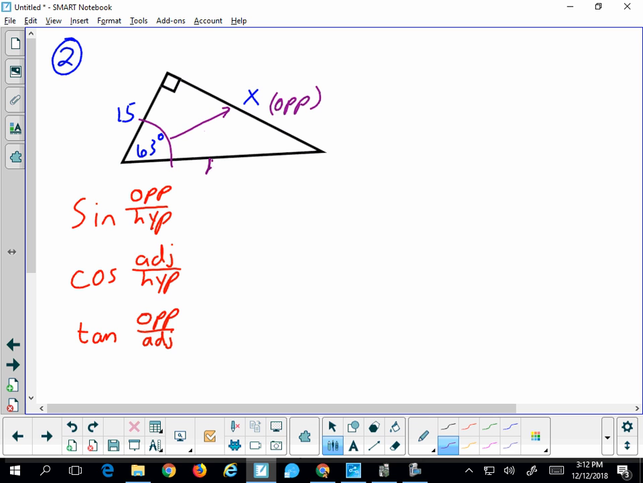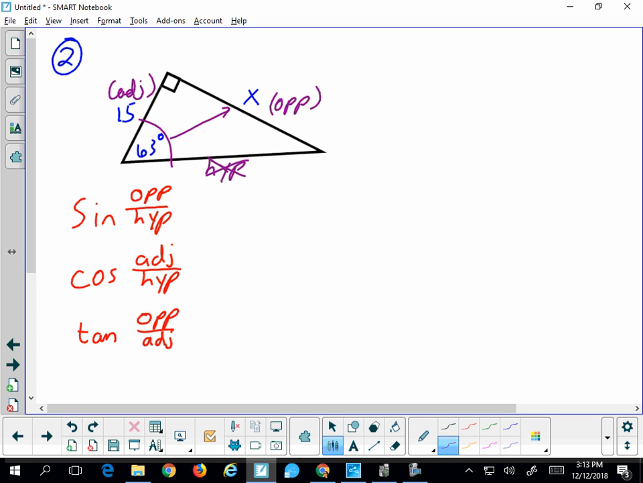This is my hypotenuse. There's nothing identifying about my hypotenuse. There's no variable here, there's no number here. So in this problem, my hypotenuse doesn't come into play. That means that this other side over here that I'm given is the adjacent side.